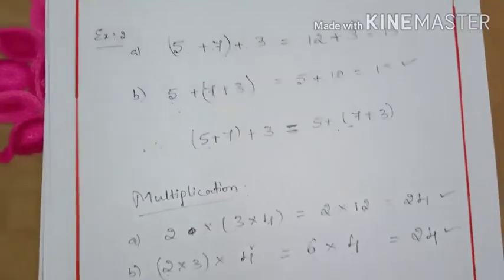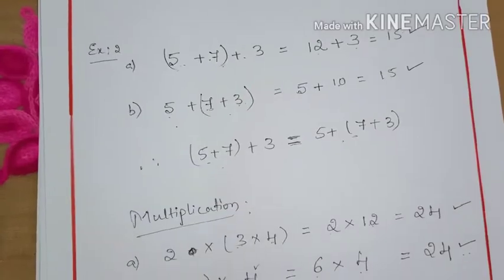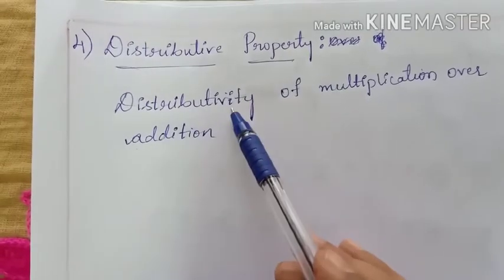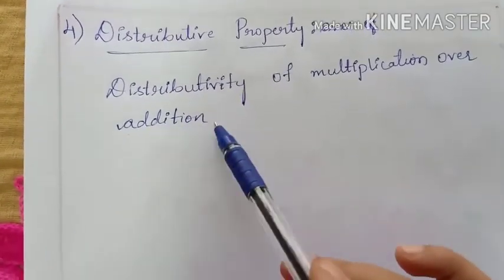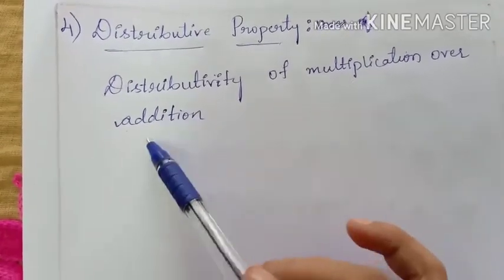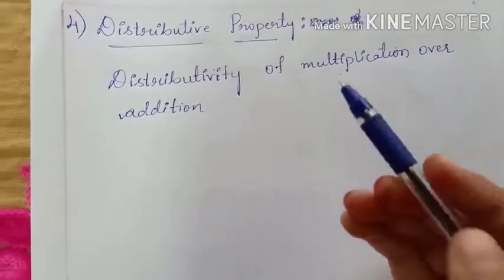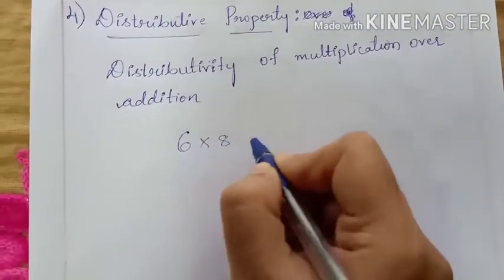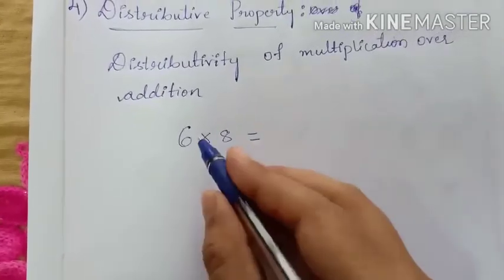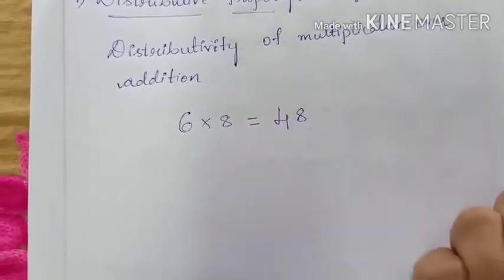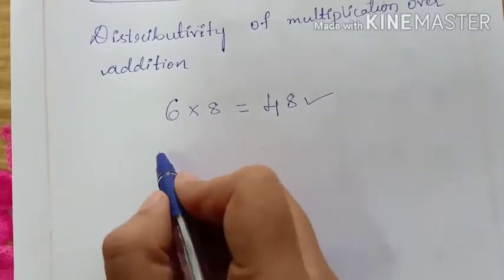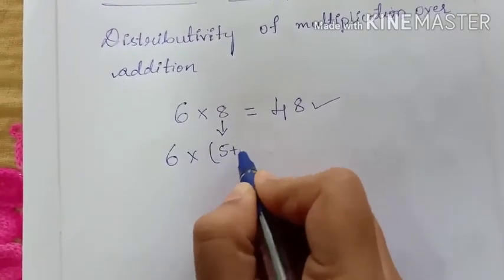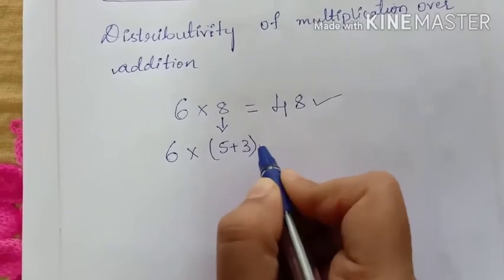Let us see one more property, that is distributive property. The next property is distributive property. See here, distributivity of multiplication over addition means this involves both multiplication and addition. Let me consider one example. See, what is the product for 6 into 8? Yes, 6 8s are 48. This can also be written as 6 into, by splitting this 8, 5 plus 3 we can do, or 4 plus 4, however we want.